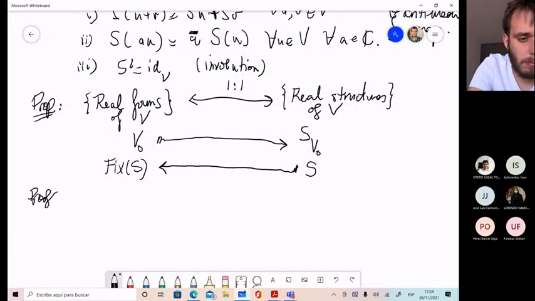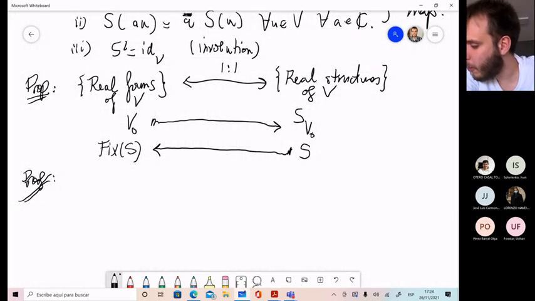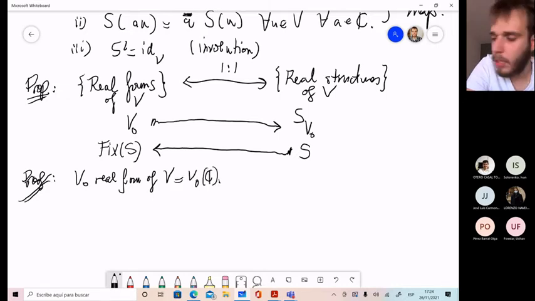So this was more or less the proof already, but I'm going to write something. So you start with a real form of V. So V is equal to the complexification.